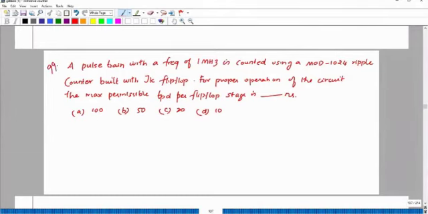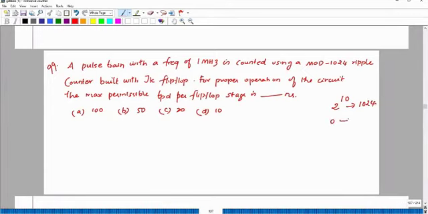A pulse train with a frequency of 1 megahertz is counted using a mod 1024 ripple counter. They have given it as a ripple counter, and a ripple counter means it is an asynchronous counter. So what is mod 1024? Mod 1024 is 2 power 10, which is 1024. So you require states 0 to 1023, which is a total of 1024.